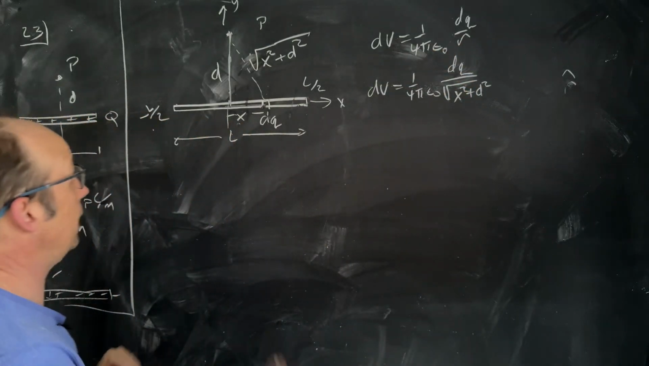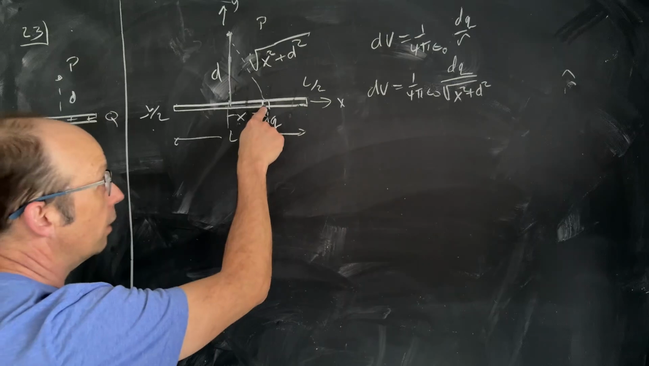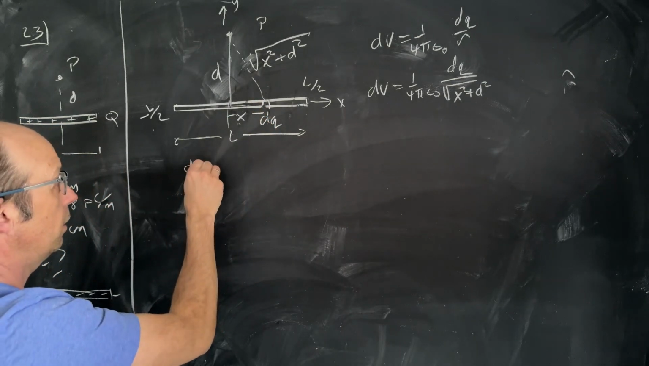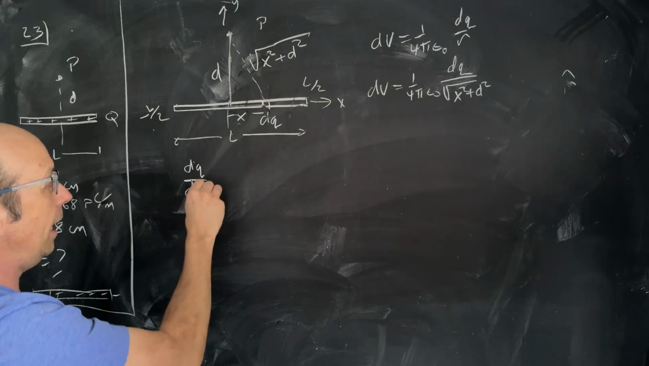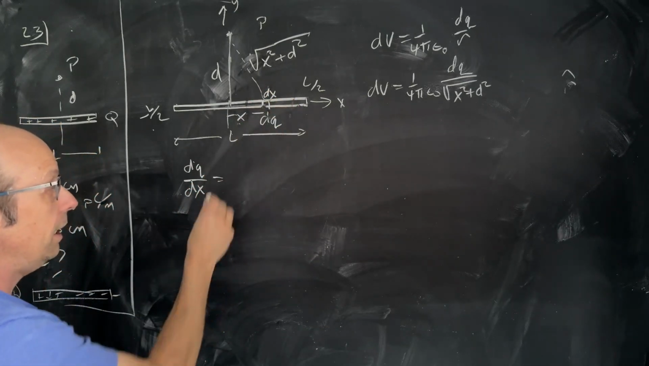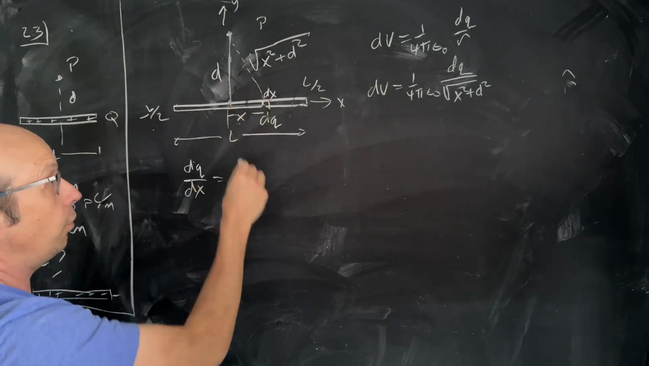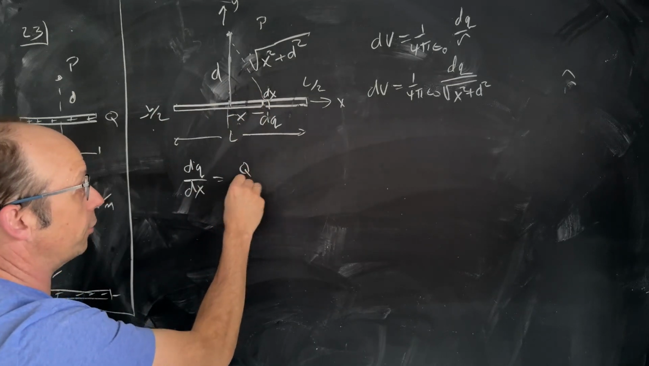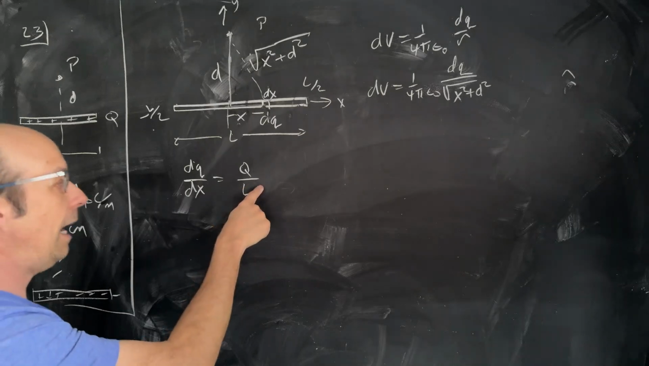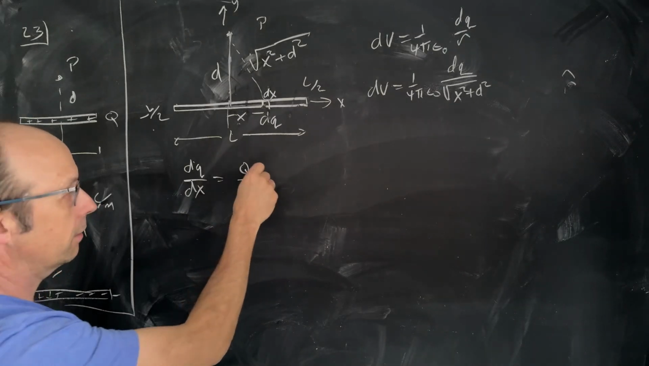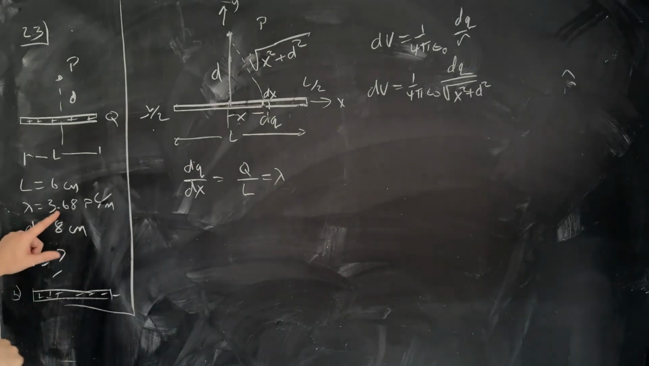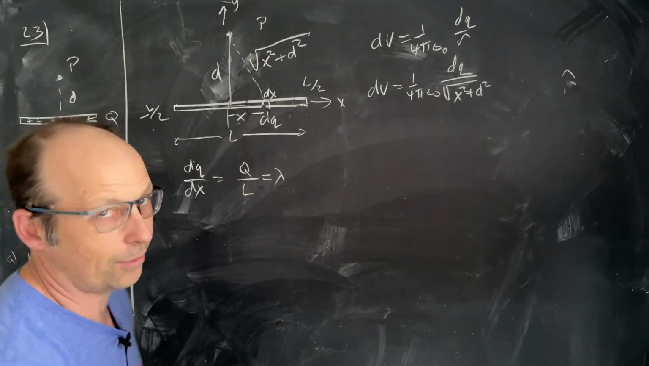So we can fix that by saying the charge on this little piece dq divided by its length dx, right? It has a length of dx because it's in the x direction, is equal to the charge on the whole thing, which I'm just going to call capital Q, divided by the total length L. And that is lambda, the charge per unit length, which they give over here. But I'm just going to write it as Q over L. I don't want to use lambda.